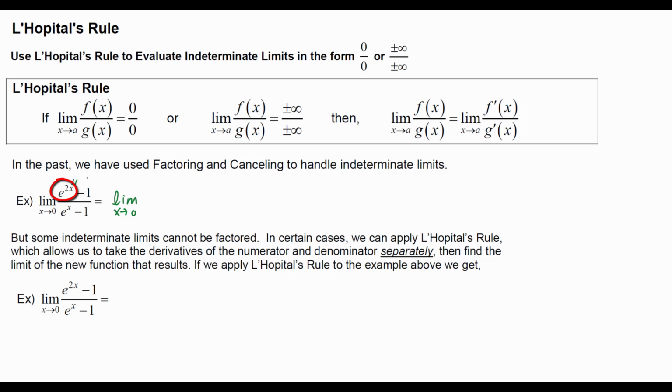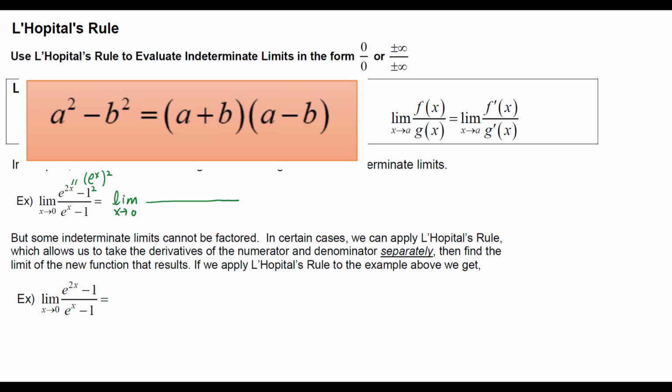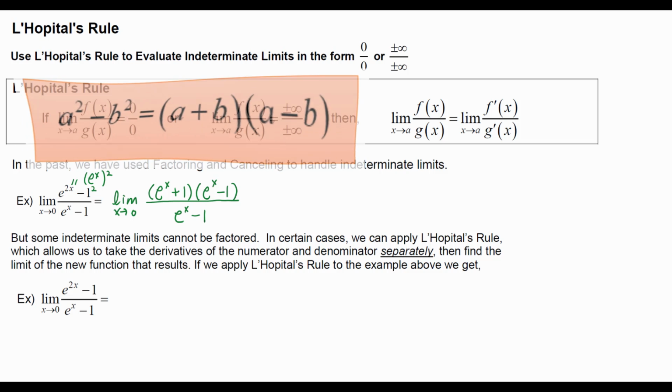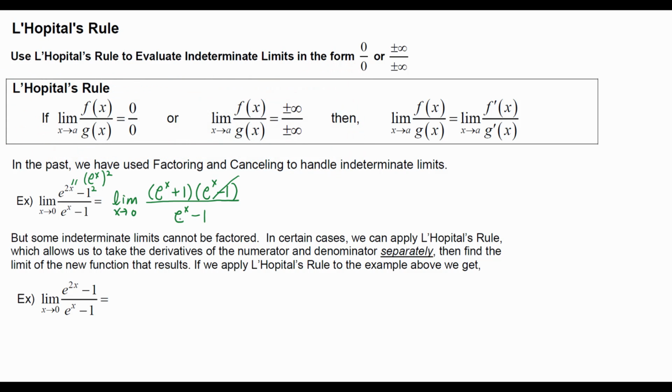Note that the numerator is equal to e to the x squared minus 1, so you have a squared minus b squared since 1 is the same as 1 squared. When you factor as a plus b times a minus b, you have e to the x plus 1 times e to the x minus 1 over e to the x minus 1. So the e to the x minus 1 factors get canceled. And now you can plug 0 for x. So you get e to the 0 plus 1, which is 1 plus 1.